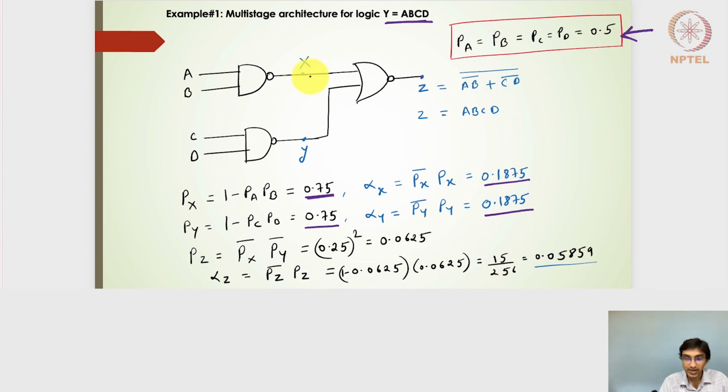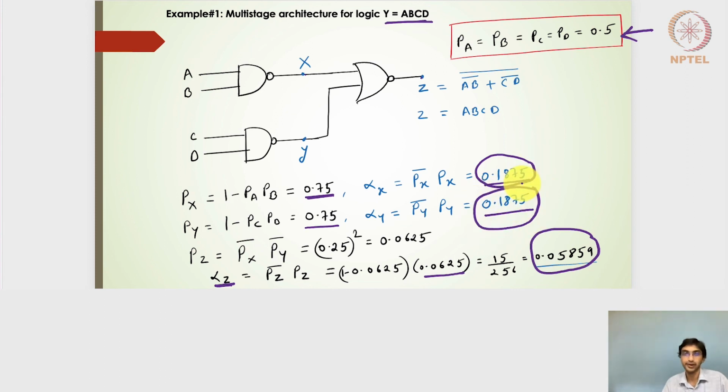And if I want to find out the activity factor at each of these three output nodes, I will do it. Alpha x is nothing but px bar into px, which will be 0.1875, and 0.1875 here for alpha y. And alpha z will be nothing but pz bar into pz. Pz bar is nothing but 1 minus 0.0625, and then pz is 0.0625. So if I do that multiplication, I'll get 0.05859, which is nothing but 15 by 256. Right, so 0.05859 will be my alpha z, 0.1875 is my alpha x, and alpha y is 0.1875.